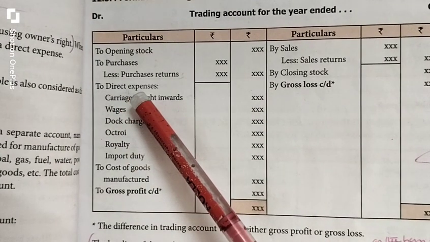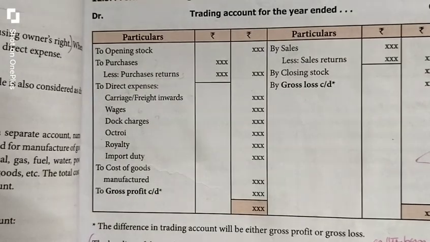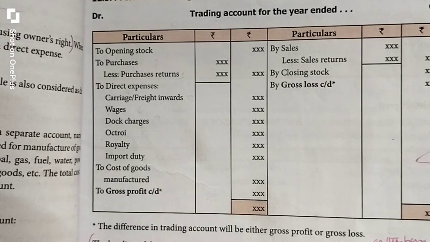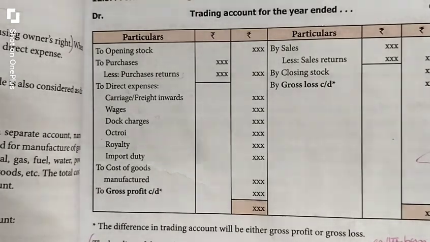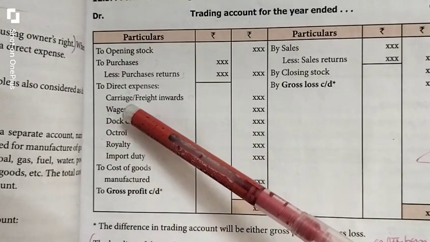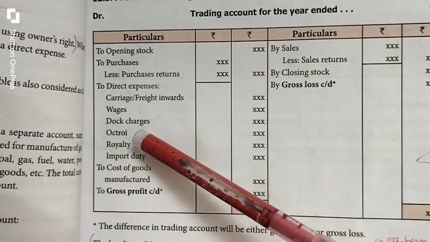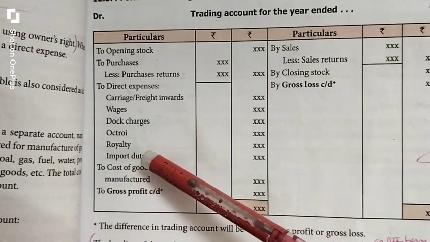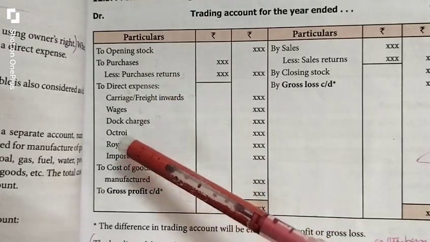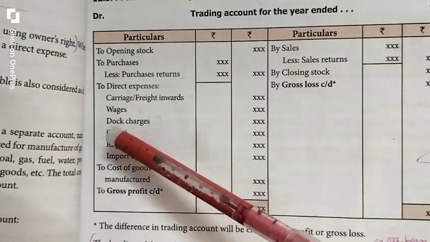Okay, then direct expenses. What is the meaning of direct expenses? All the expenses related to the purchase of goods and bringing those goods to the godown or business enterprise. These are known as direct expenses. They are debited to the trading account, and direct expenses include the following: carriage inward or freight inward, wages, dock charges, octroi, royalty, import duty. These items are collectively called direct expenses.